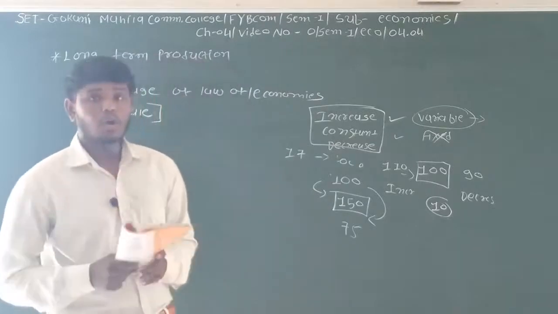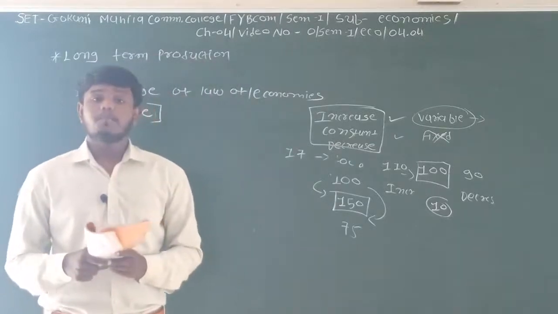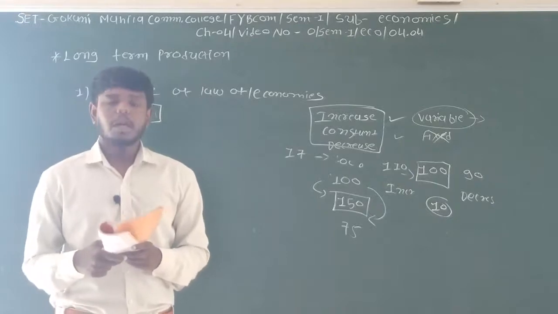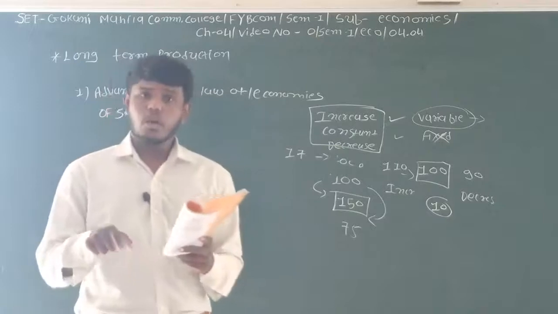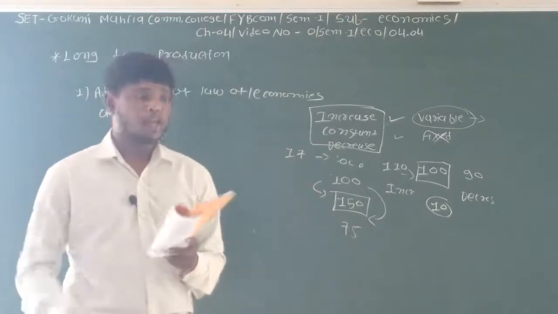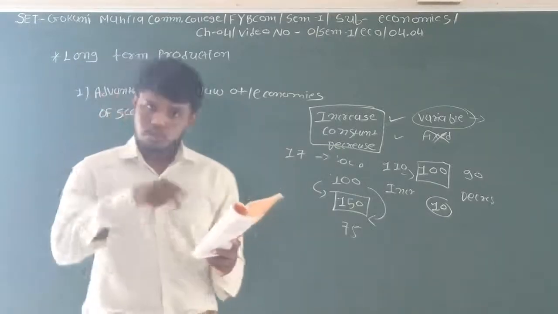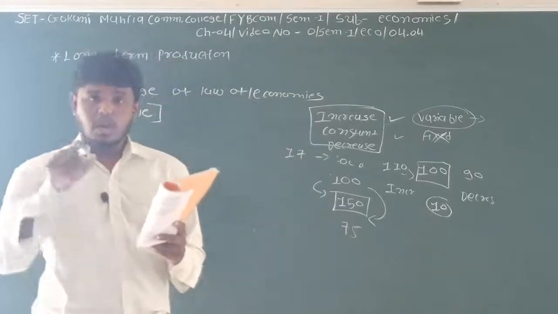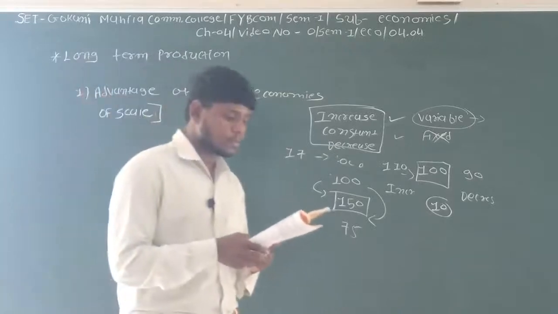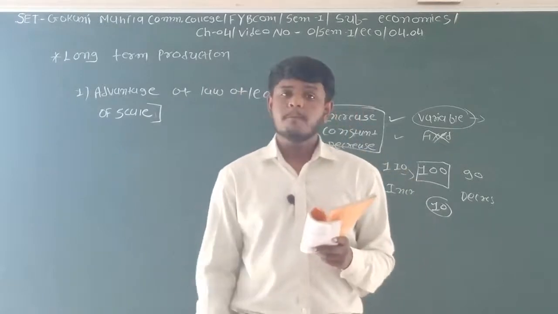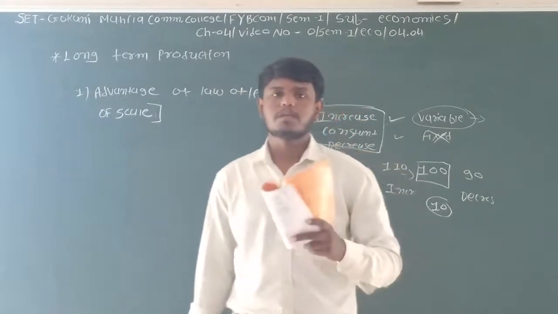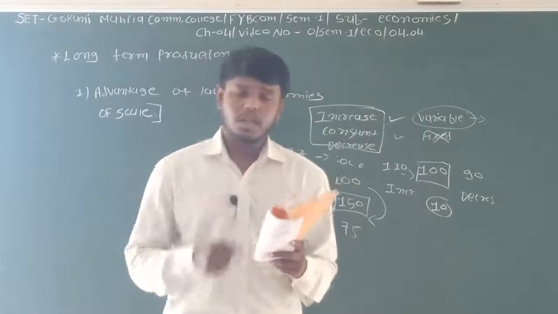In the long run, if we are adding more factors of production, in the starting phase of your production system it will increase. After some time, your marginal production becomes constant, and in the end your marginal production becomes negative, becomes decremental.